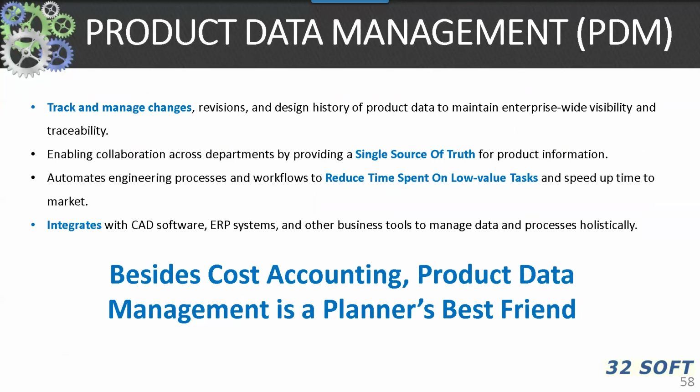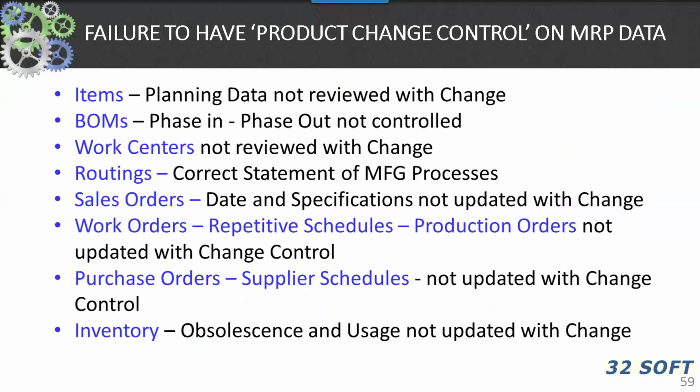Besides cost accounting, which I've mentioned above, a planner's best friend is a good product data management team. Failure to have product control or change control in MRP could put in jeopardy your items, which may not have the correct data. Bills of material can be wrong, and work centers, routings, sales orders, work orders, and repetitive schedules need to be updated. ERP not updated with control will cause significant issues with your supply chain.